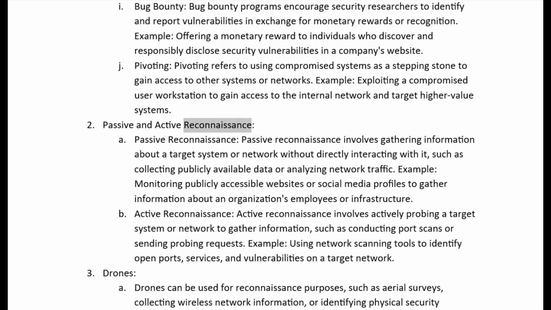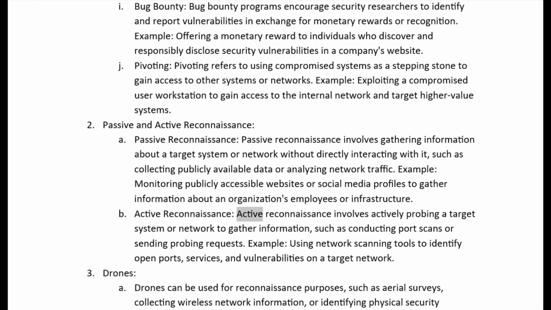Passive and active reconnaissance. Passive reconnaissance. Passive reconnaissance involves gathering information about a target system or network without directly interacting with it, such as collecting publicly available data or analyzing network traffic. Example, monitoring publicly accessible websites or social media profiles to gather information about an organization's employees or infrastructure.